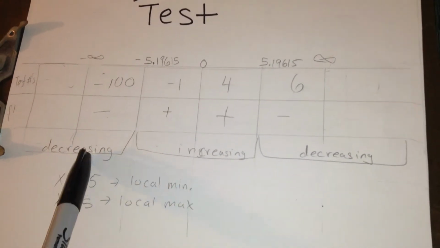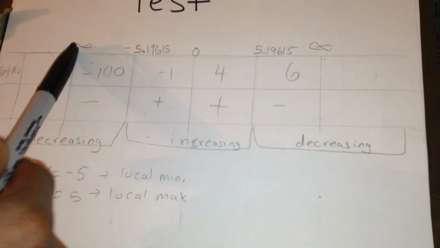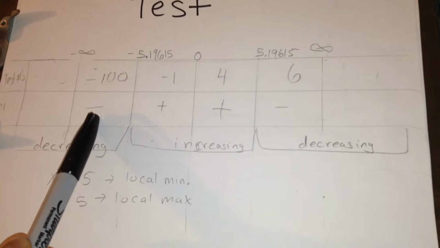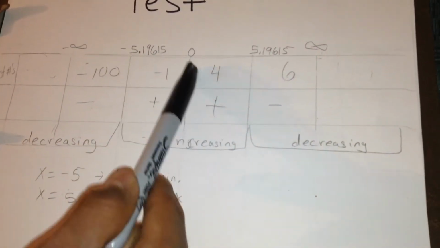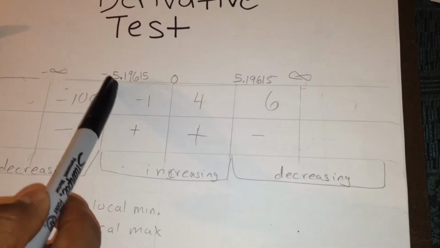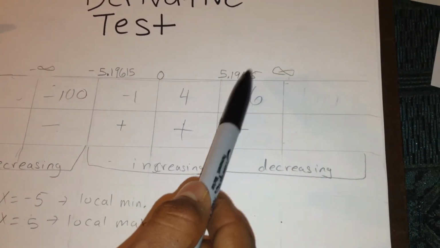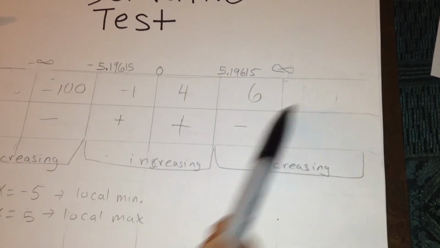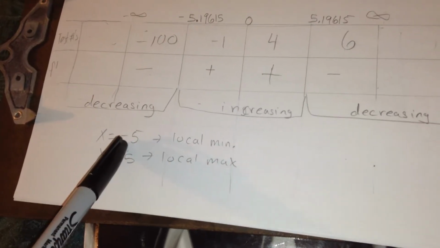Then we found out that from negative infinity to negative 5.196, it's decreasing. Negative 5.196 to 5.196 it's increasing, and it's decreasing from 5.196 to infinity. And the local max is at 5.196, and the local min is at negative 5.196.